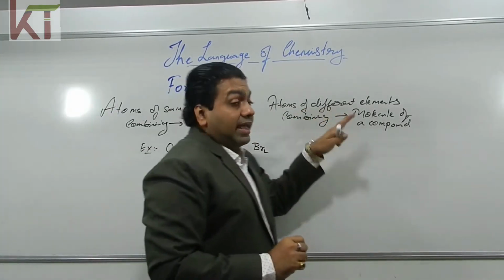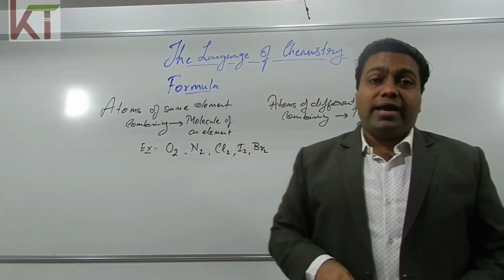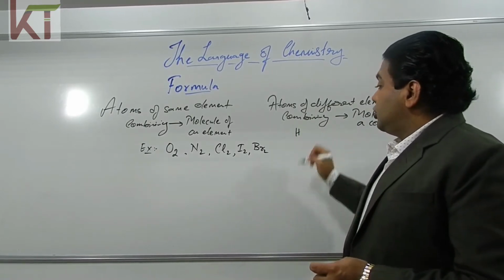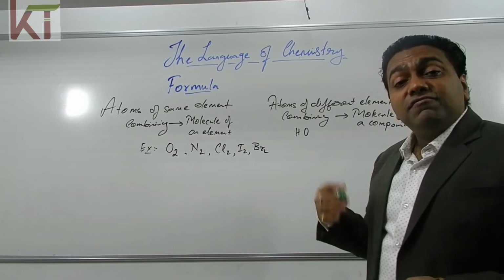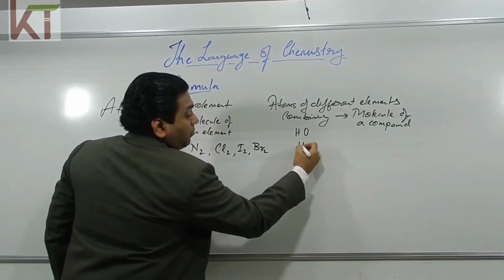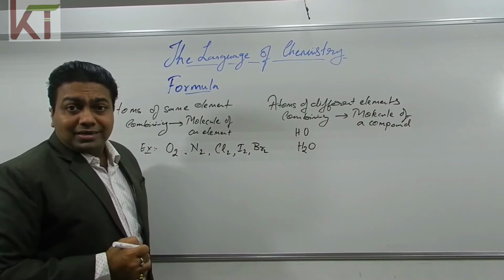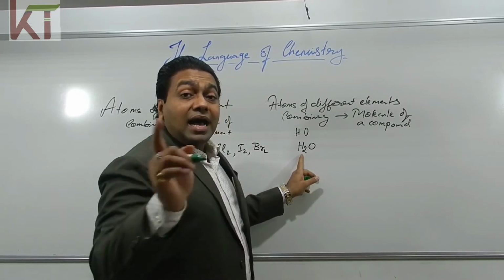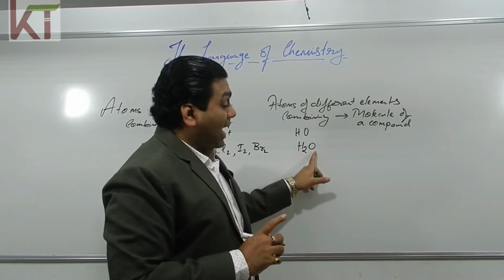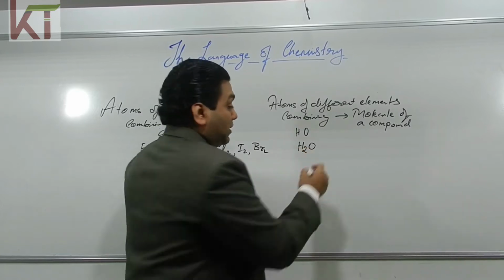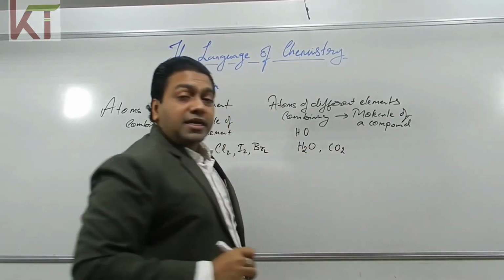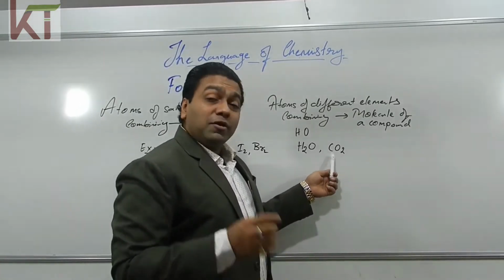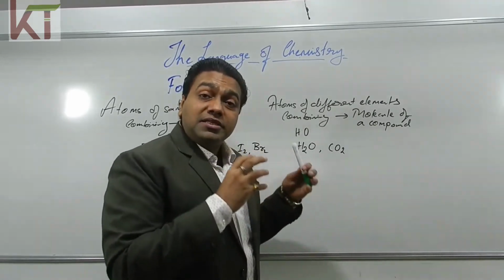Whereas when I say atoms of different elements combining together, if I say hydrogen, H, and oxygen, if they combine together, they may form a molecule of a compound, that is water. H2O is a molecule of a compound because here I have atoms of different elements, an atom of hydrogen and an atom of oxygen combining together to form water. In a similar manner, if I take carbon dioxide, in carbon dioxide two atoms of oxygen are combining with one atom of carbon to form carbon dioxide.